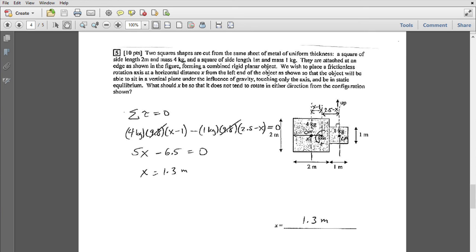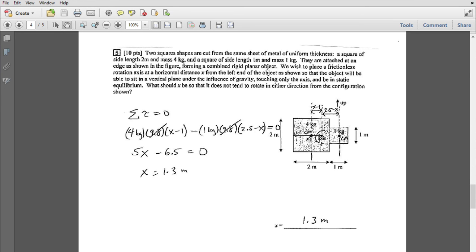So let's calculate the sum of the torques with respect to the axis of rotation, assuming that this distance here is x. I know this picture is a bit of a bad scan, but this is supposed to be x. I'm calling this distance from the left edge to the axis x. x is what we want to solve for. This was the most difficult problem on this exam. It was a little bit trickier than the other ones, which are more straightforward.